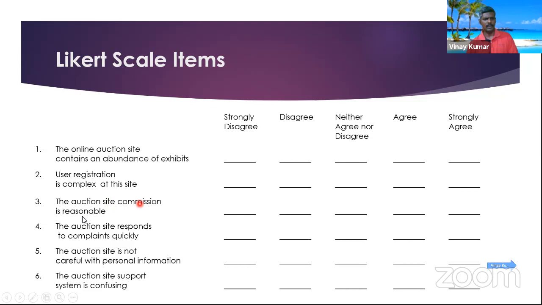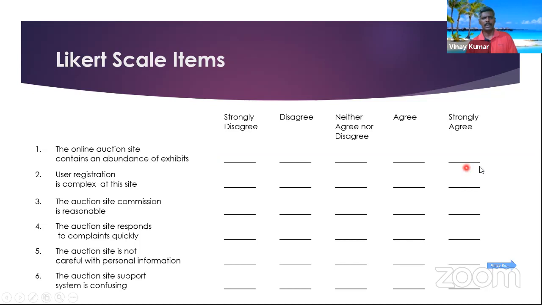Then you have, the auction site commission is reasonable. So we have different questions. These are different items that the researcher wants to measure, and these are different levels of measurement: strongly disagree, disagree, neutral, agree, strongly agree. So this is called Likert scale items. This is a very popular method used in collecting data, especially qualitative data, measuring customer attitude, customer satisfaction, and customer preference.